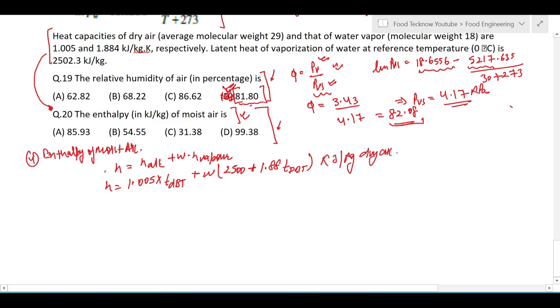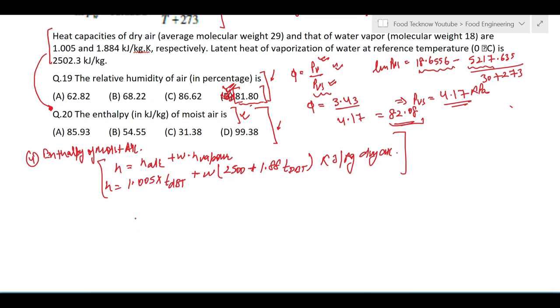तो इस फॉर्मूले को याद रखना है. So please do remember this formula. So the enthalpy of the moist air is equal to 1.005 into dry bulb temperature plus the specific humidity into 2500 plus 1.88 into dry bulb temperature. So it comes out as the enthalpy of the moist air.